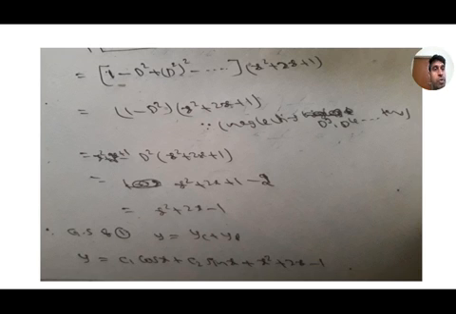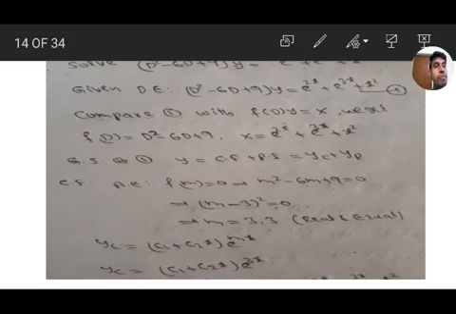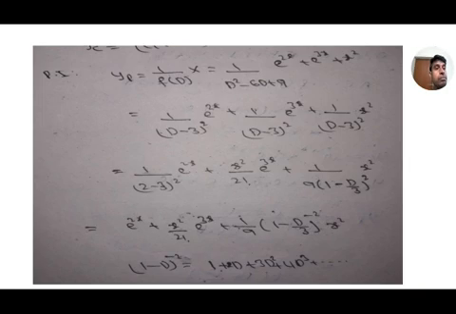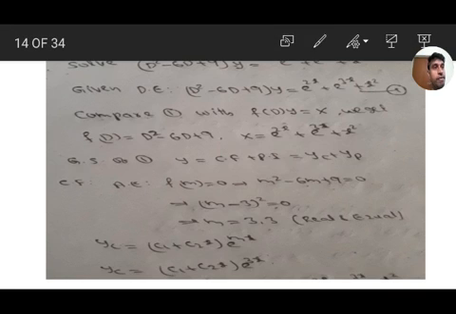Let us move on to the next problem. Solve (D² − 6D + 9) y = e^(2x) + e^(3x) + x². So, given the differential equation (D² − 6D + 9) y = e^(2x) + e^(3x) + x².